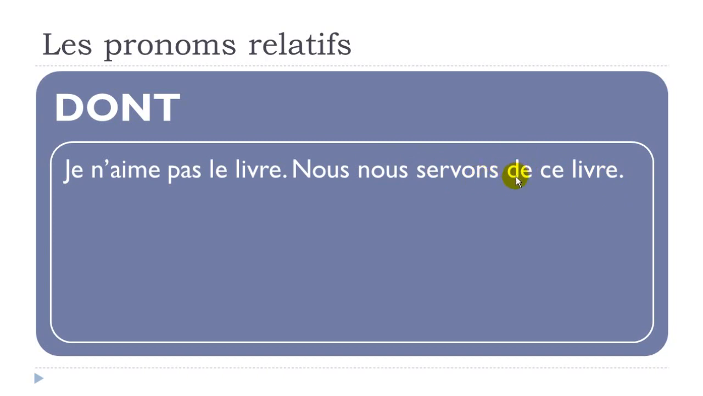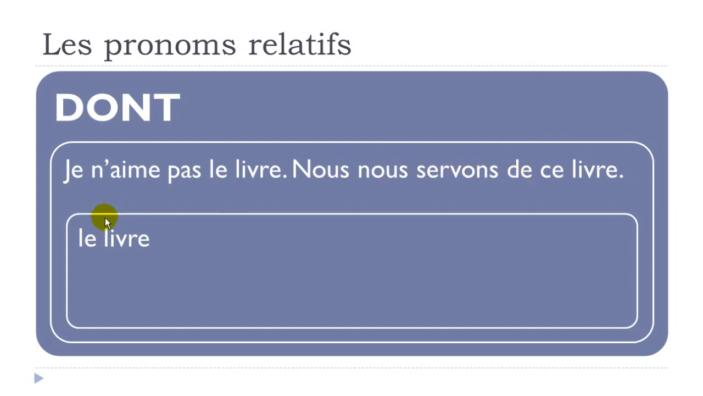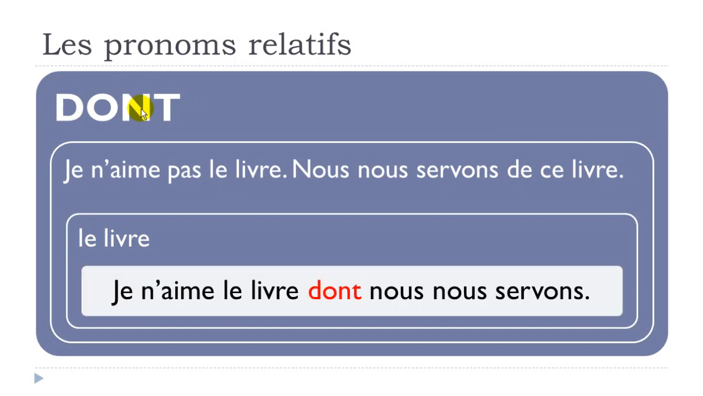So it tells us that if we don't want to repeat le livre, we will have to use this pronom relatif dont. So the sentence will be je n'aime, sorry, I forgot the pas. Je n'aime pas le livre dont nous nous servons. So remember, you should put the pas. I forgot to write it, sorry. Je n'aime pas le livre dont nous nous servons.